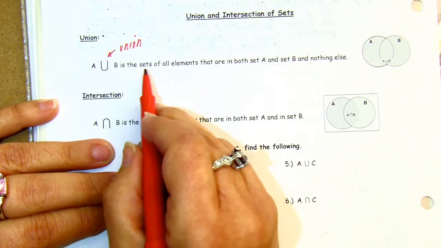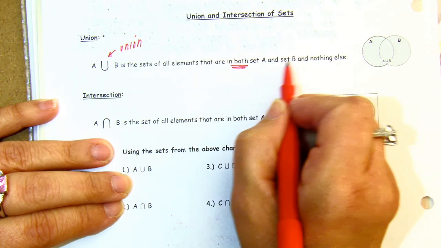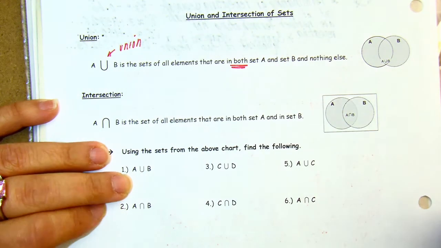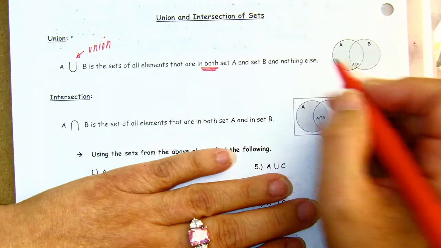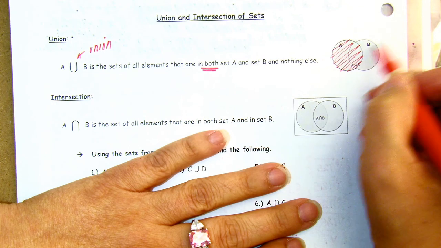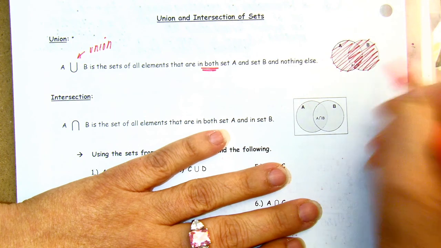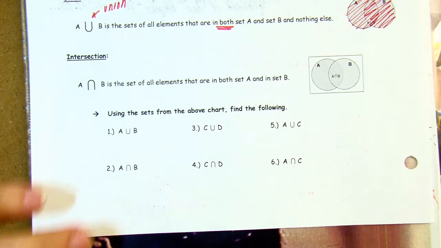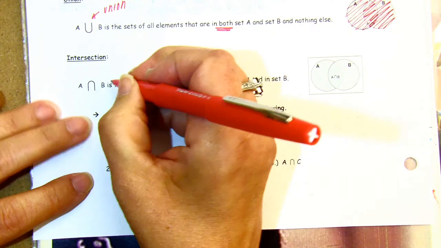It's a set of all elements that are in both set A and set B at the same time, and nothing else. So the union of these two sets, to bring together, it's everything in set A and everything in set B together at the same time, uniting them, which is different from an intersection. An intersection is the overlap.